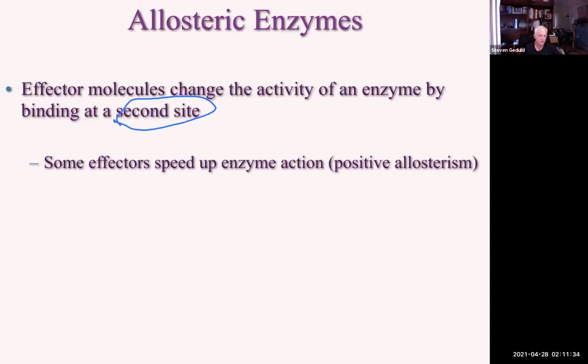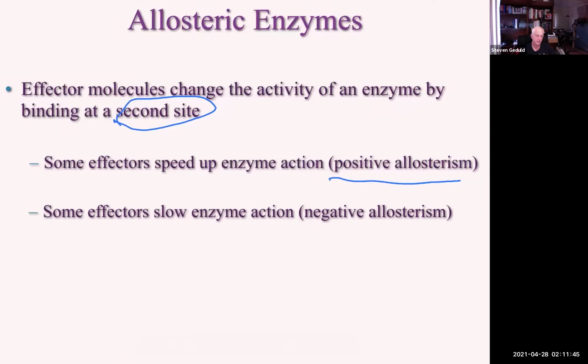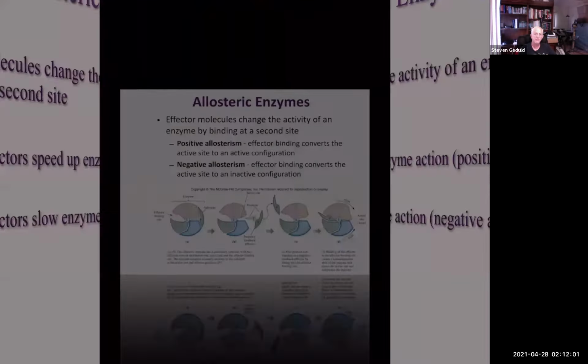Okay, so some effectors speed up enzyme action. Those are positive allosterisms. They make it go faster. Some effectors slow down enzyme action. Those are negative allosterisms. They make it go slower. So for allosteric enzymes, positive allosterism makes it go faster, negative allosterism makes it go slower.